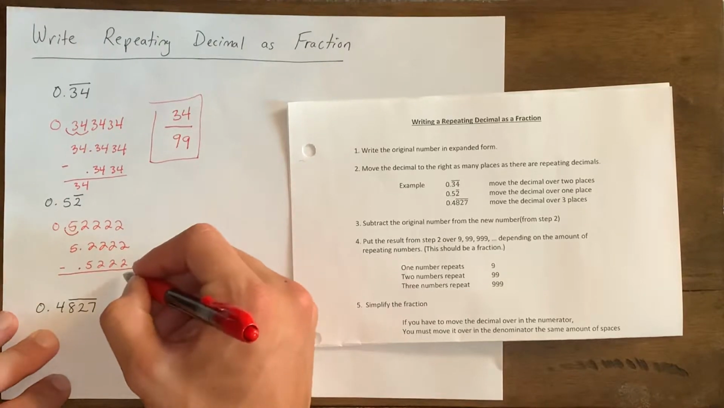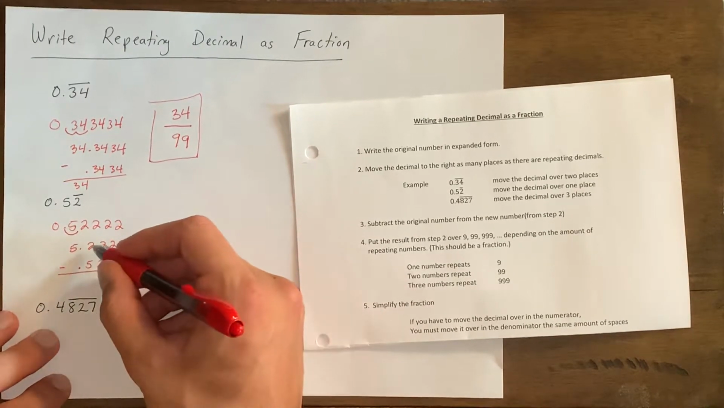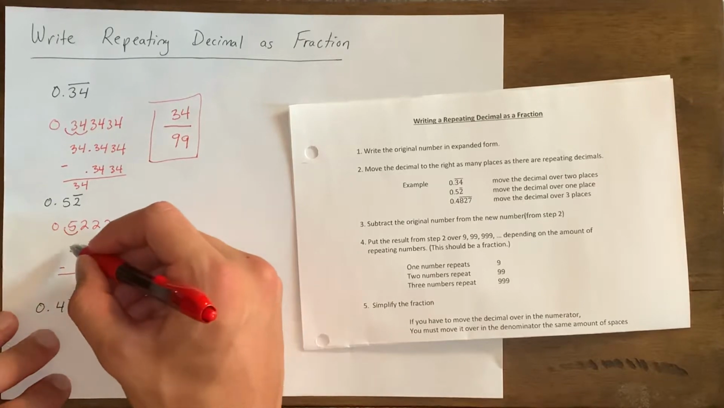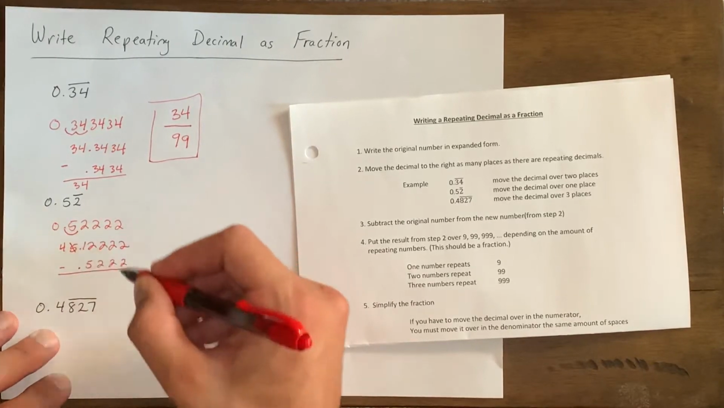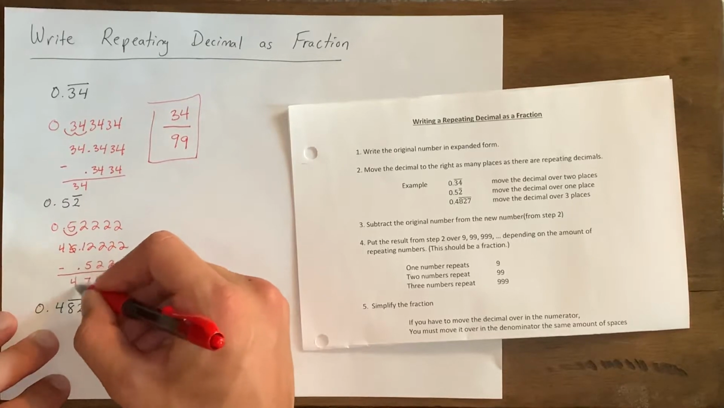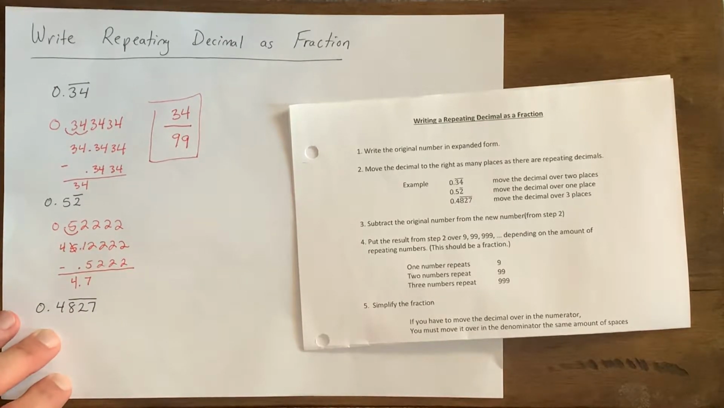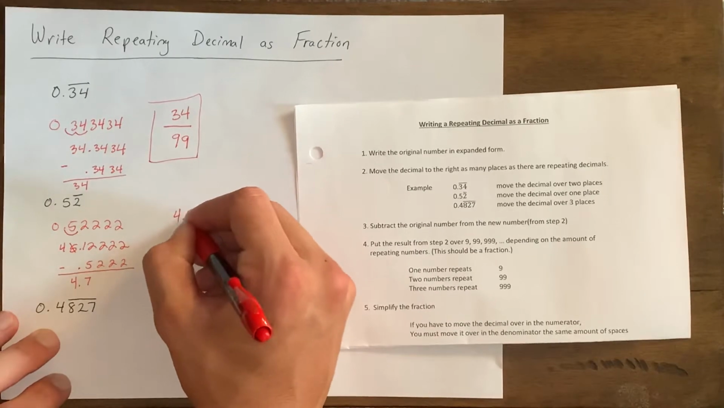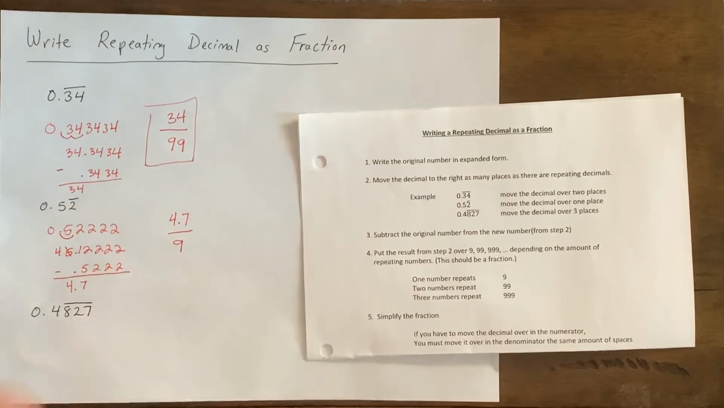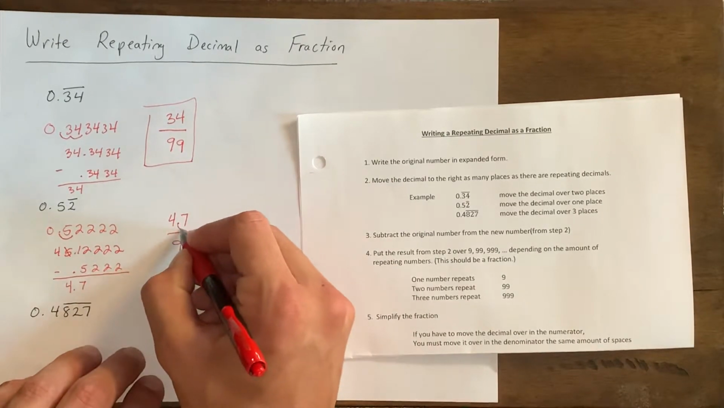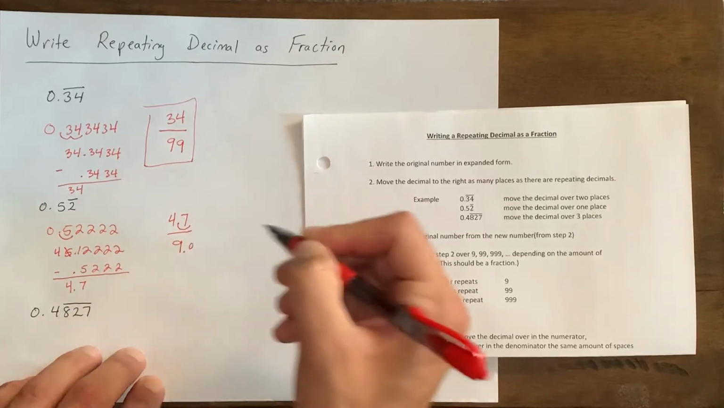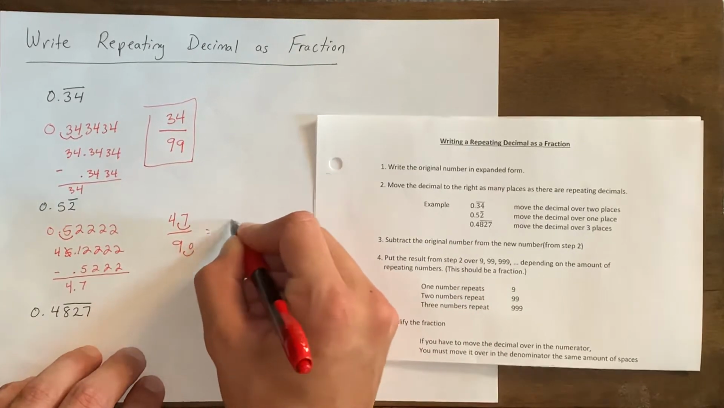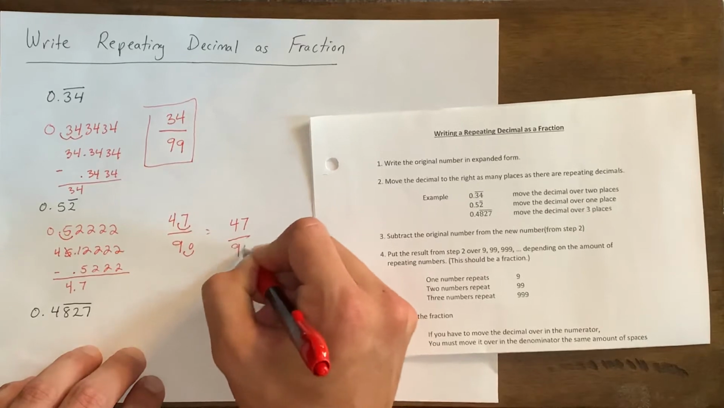All right, so I have 0, 0, 0, those all cancel. But then once I get here, I can't do 2 minus 5, so I borrow from this 5, so that becomes 4, that's a 12. So now I have 4.7. Now I take 4.7 and I put it over 9 because there was only 1 number repeating, but we have to simplify the fraction. If we have to move the decimal over in the numerator, we move it over the same number of times in the denominator. So this becomes 47, and this is really 9.0, so it becomes 90. So this is 47 over 90.